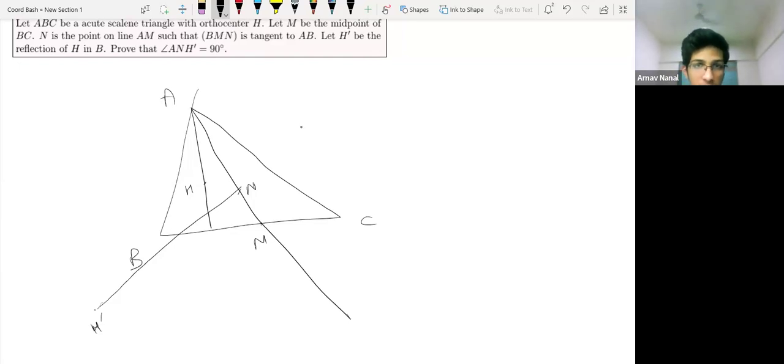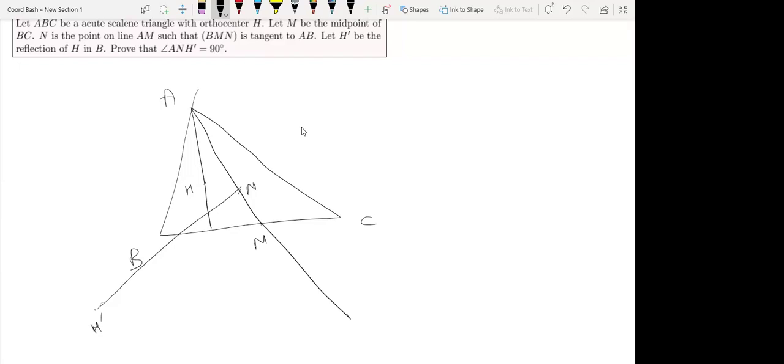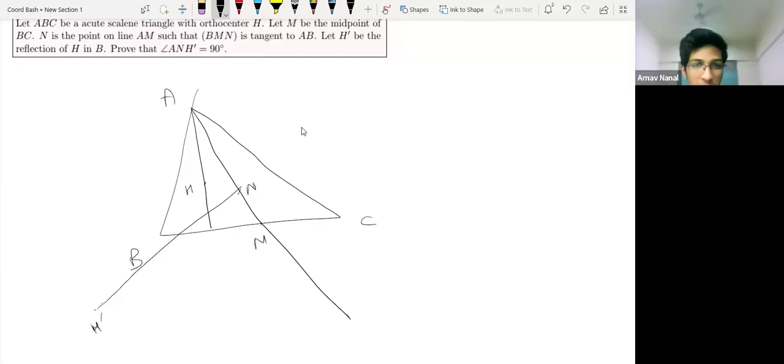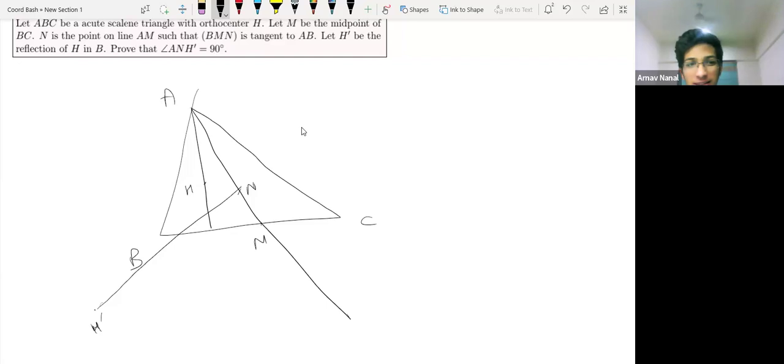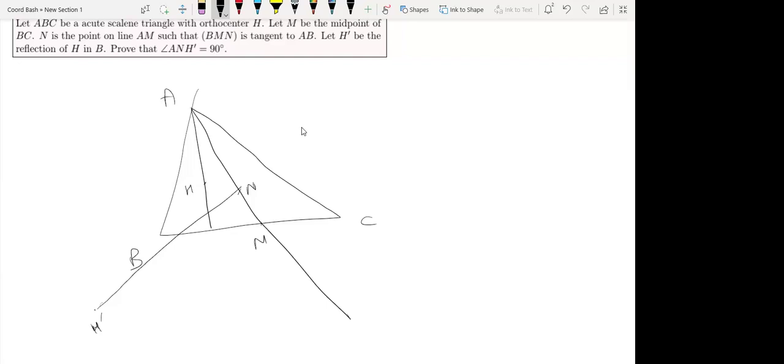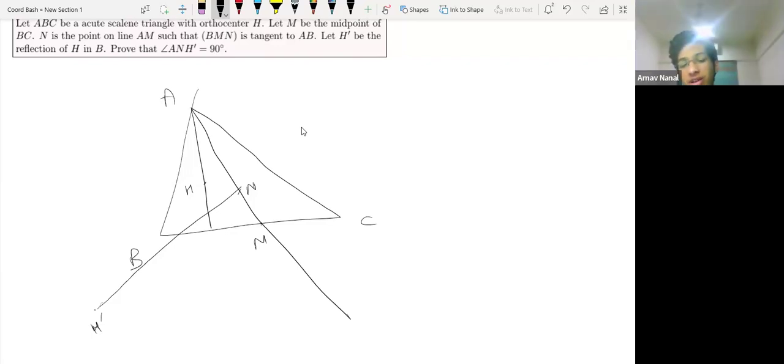Has anyone caught bash this already? I've done complex bash, not coil bash. Okay, complex bash doesn't count. Complex bash seems easier on this. I mean, coord bash is quite easy. Both are quite easy. H prime is very easy, then N is easy, then the angle condition is just trivial. The tangent, okay, so no problem.